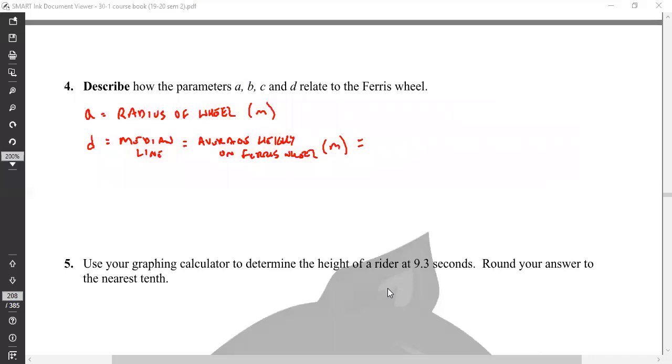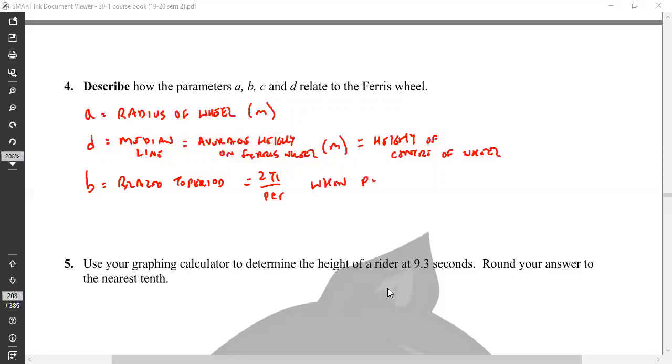You could also say that it's the height of the center of the wheel, right? Because the center of the Ferris wheel would be 5.5 meters up. b is related to the period. It's not the period, but it's related to the period. It's equal to 2 pi over period, when the period is equal to 16 seconds. It takes 16 seconds for one revolution.